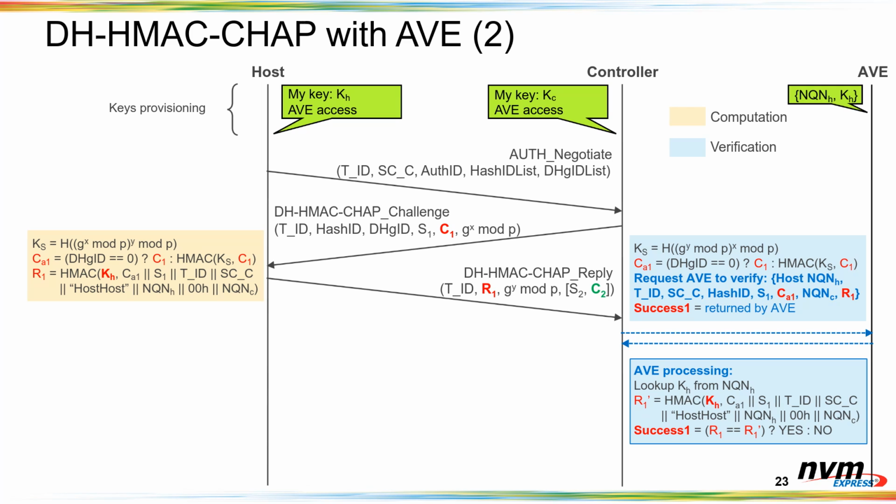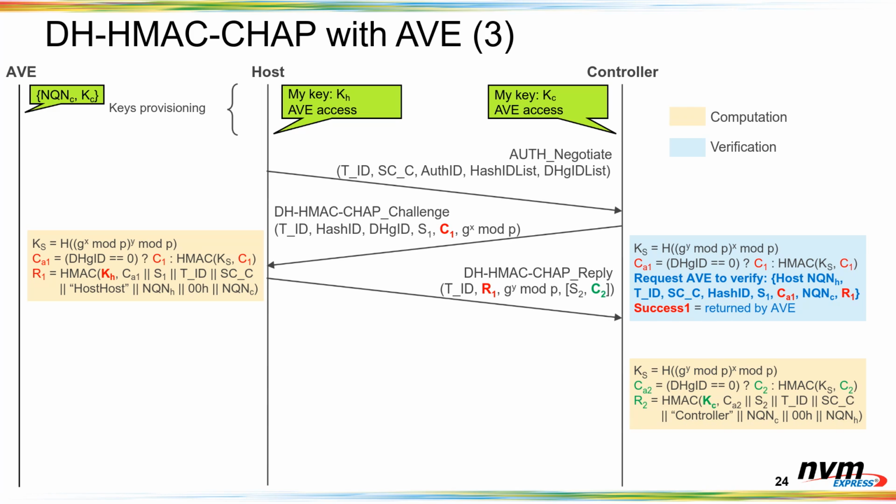And what the AVE will do is look up the key of the host from the NQN of the host. We look up this record using the NQN of the host as a key to locate the record, figure out the key of the host, use the key of the host to perform exactly the same computation, determine the expected response, verify if the expected response is equal to the received response, and if yes, we are done. It's success, otherwise no. Same on the other side.